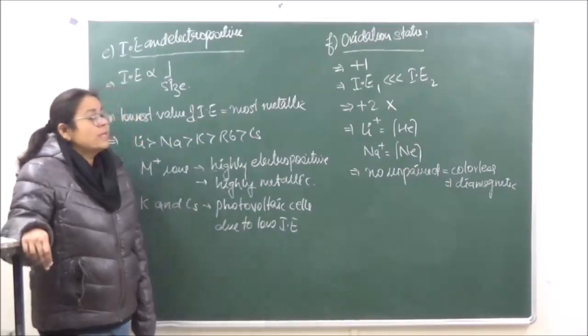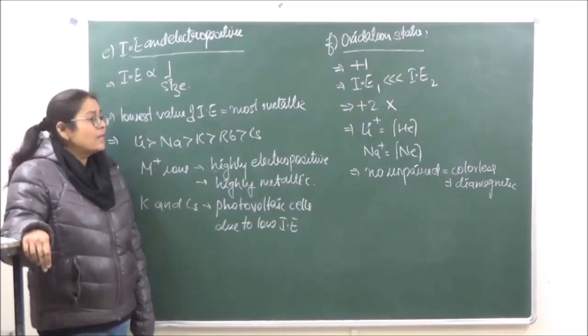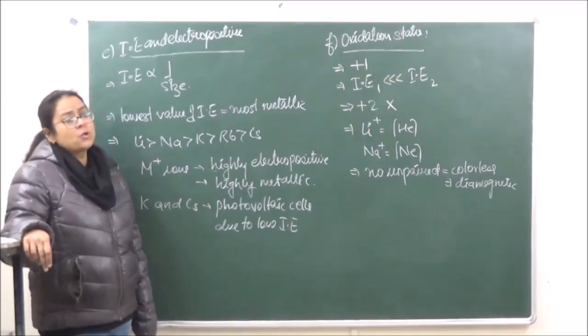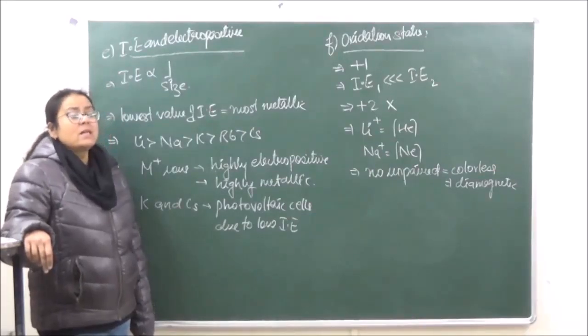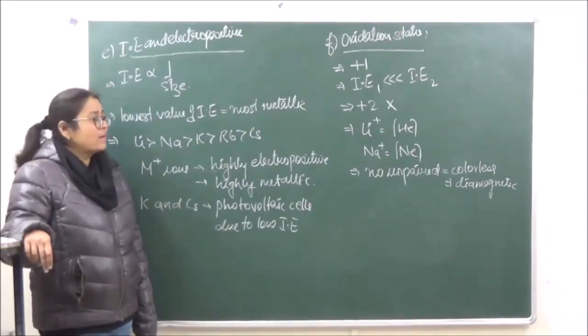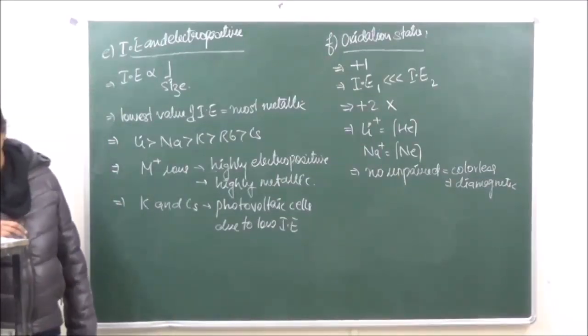Color also depends upon the excitation of electrons from a lower energy level to a higher energy level. Now in this case, they are attaining the nearest noble gas configuration. There are no unpaired electrons present. Hence, the electrons cannot jump to higher energy levels. Therefore, they are going to be colorless. Okay, so this is one property over here.